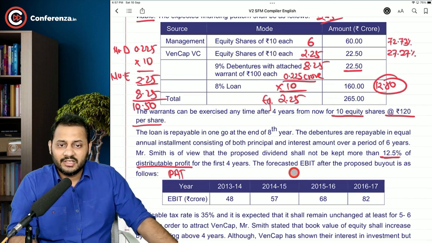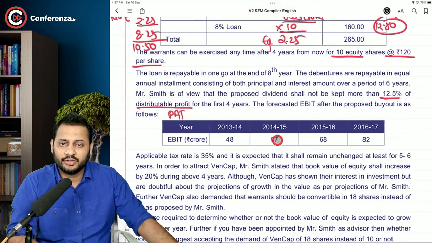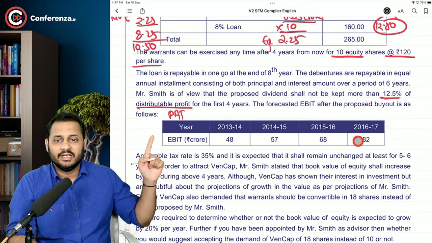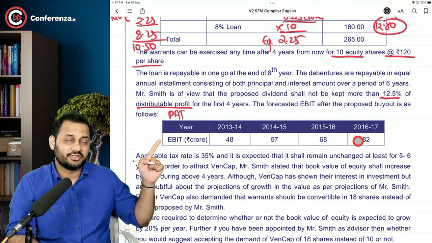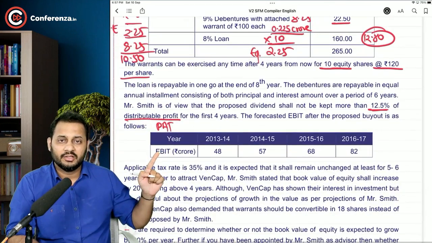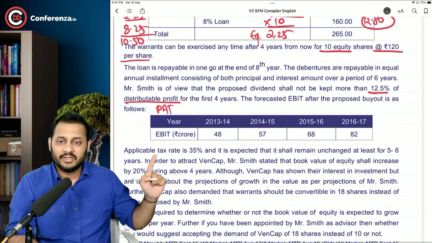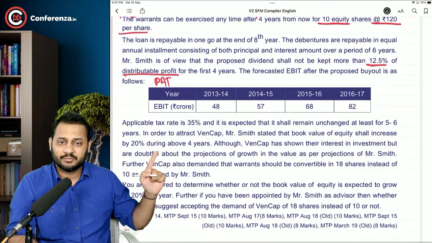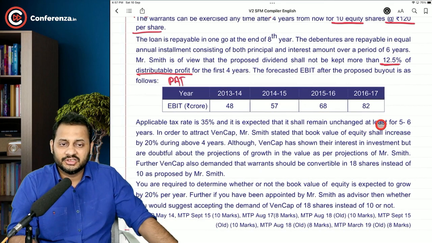The forecasted EBIT after the proposed buyout is as follows. For the next 4 years, we are going to earn this much of the EBIT. EBIT less interest of loan and debenture. Okay. Then EBT, then tax, EAT, and then dividend. Applicable tax rate is 35% and it is expected that it shall remain unchanged at least for the 5 to 6 years. In order to attract the venture capitalist, Mr. Smith stated that the book value of equity shall increase by 20% during the 4 year.